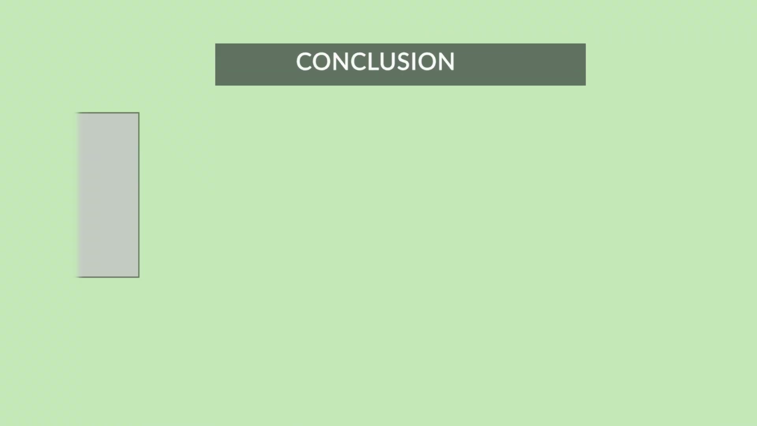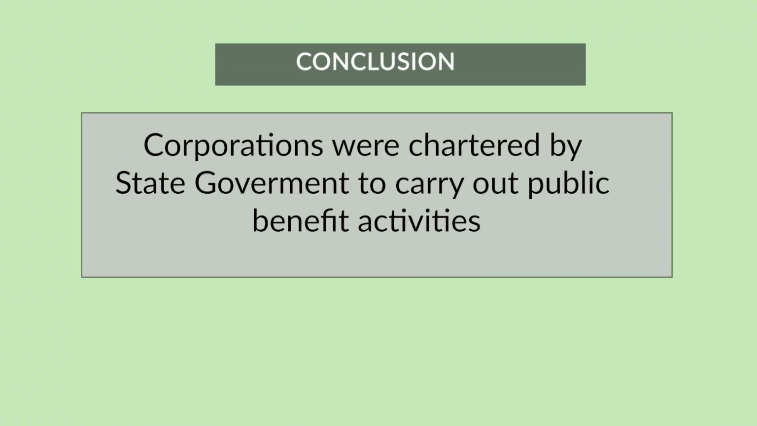So what we essentially learned in this module is this whole evolution of the modern corporation. The method of analysis that we have attempted here is generally historical in character. First, we find that the corporations were chartered by the state governments to carry out public benefit activities, mainly in the realm of infrastructure like bridge building, railroad building, etc.